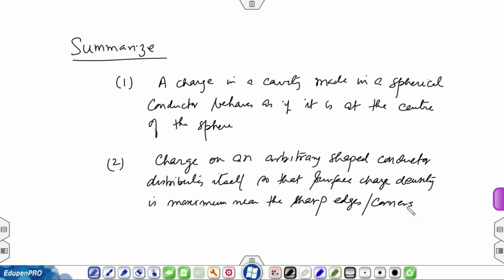So these are two things, and in the next lecture I will discuss about forces that arise when you charge a conductor.